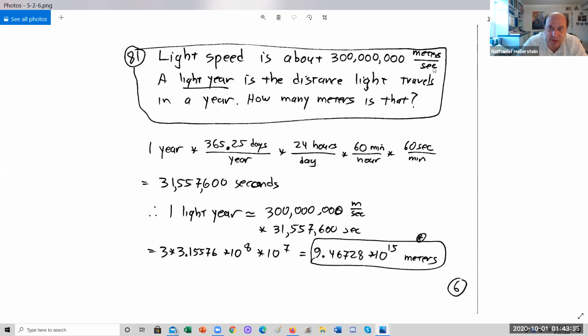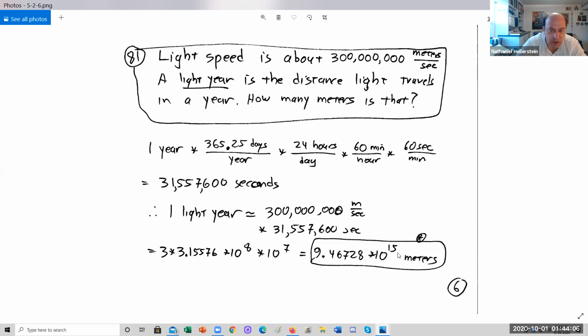Anyhow, so a year is this many seconds. So a light year is that speed, 300 million meters per second, times 31 million seconds. Seconds cancel. 300 million times 31,557,600. Okay, we turn this into 3 times 10 to the 8th. We turn this into 3.15576 times 10 to the 7th. And multiply it out, 9.46728 times 10 to the 15th meters.